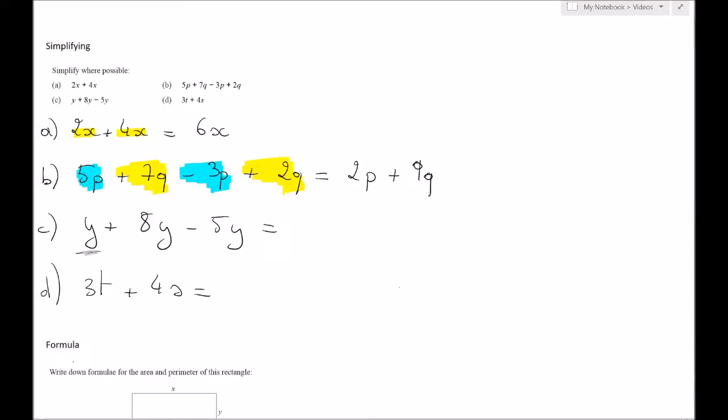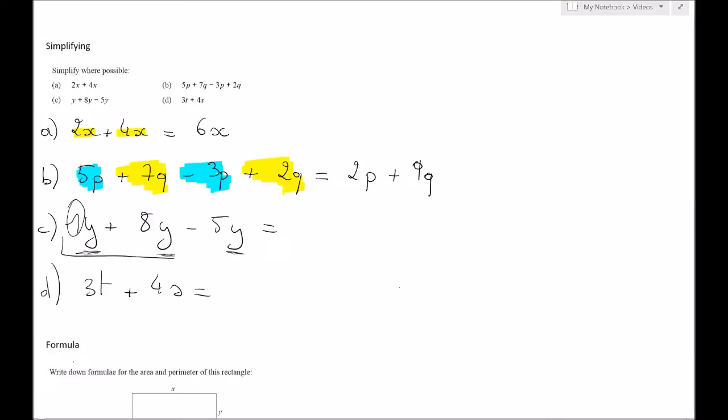Next one, y plus 8y minus 5y. As you can see, they all have the y in common. The only thing that you have to see here is that there's no coefficient in front of y. But that means that there's actually a 1. We're going to think of it as 1y, but we will never write the 1. Okay, in algebra, we never write 1. So 1y, or y, plus 8y minus 5y.